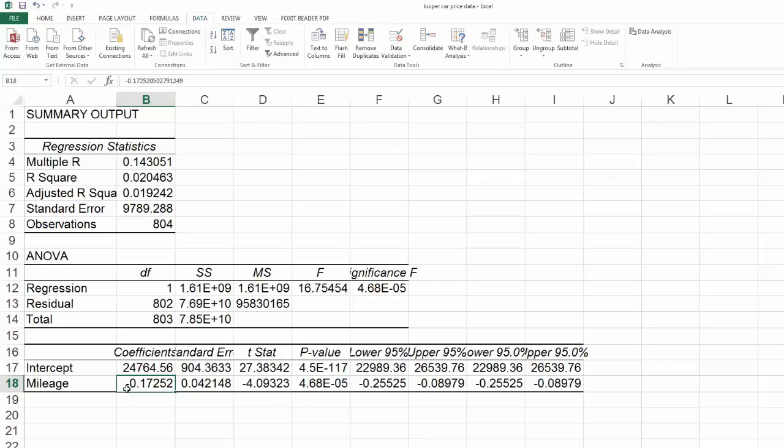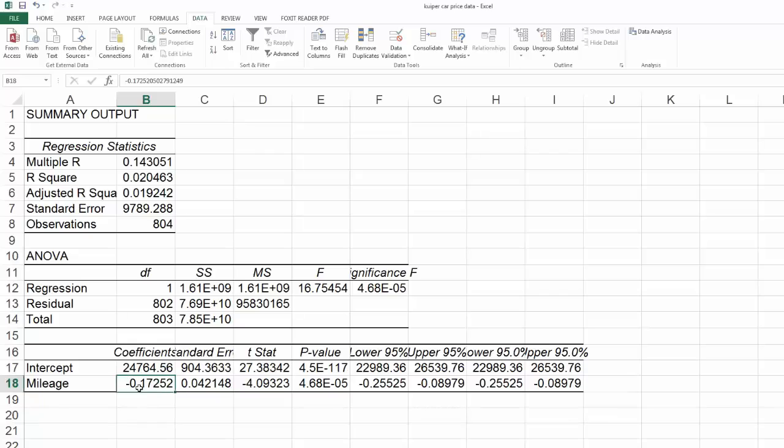I expected those two to be inversely related or negatively related. But what the number is telling me is that if a car has one more mile added to it, then it pushes down the price of the car by 17 cents. I guess it's a good trade-off. So again, I'm getting the coefficient in the correct direction.